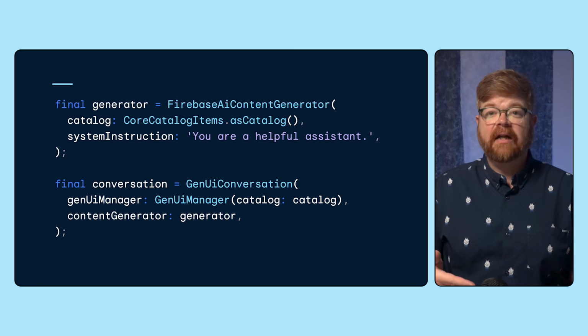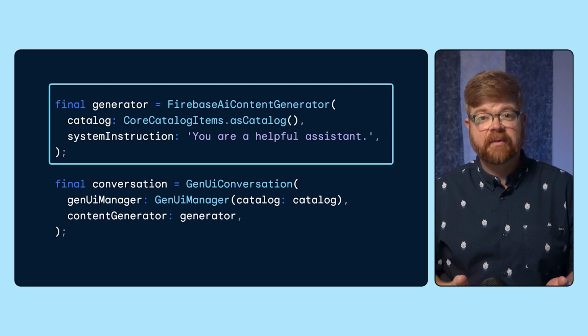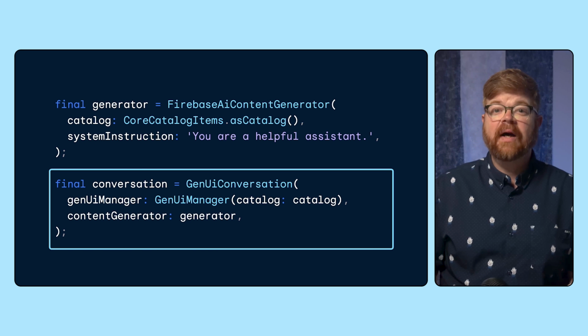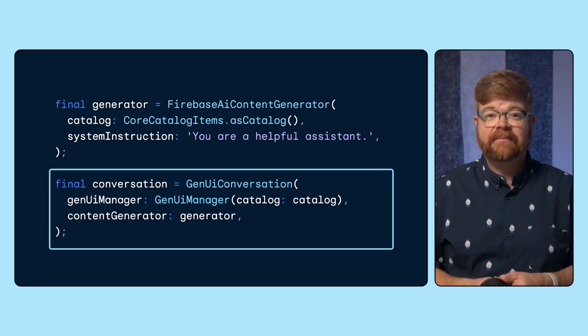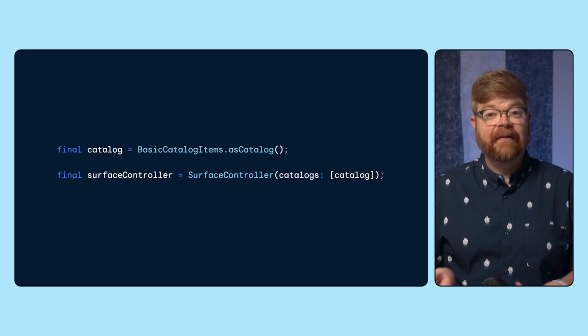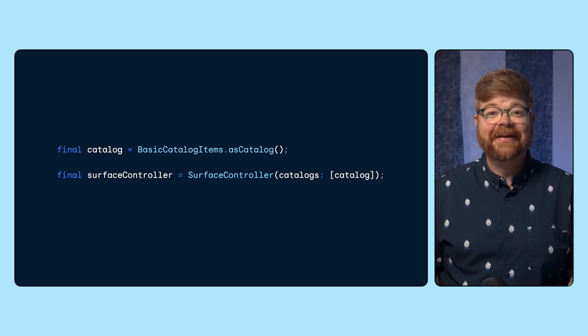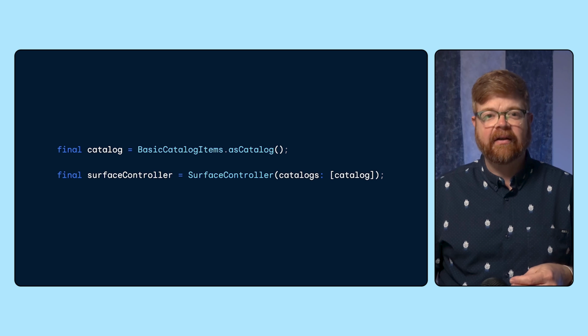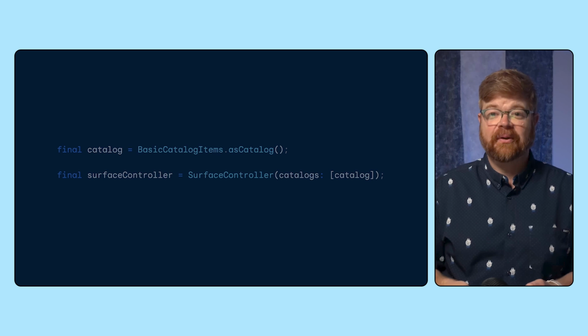You can see there's a content generator that accepts the catalog and system instruction, and it's paired with a GenUI manager to create the conversation. In the new version, there is no content generator to be found. Instead, you first create your catalog and use it to instantiate a surface controller.